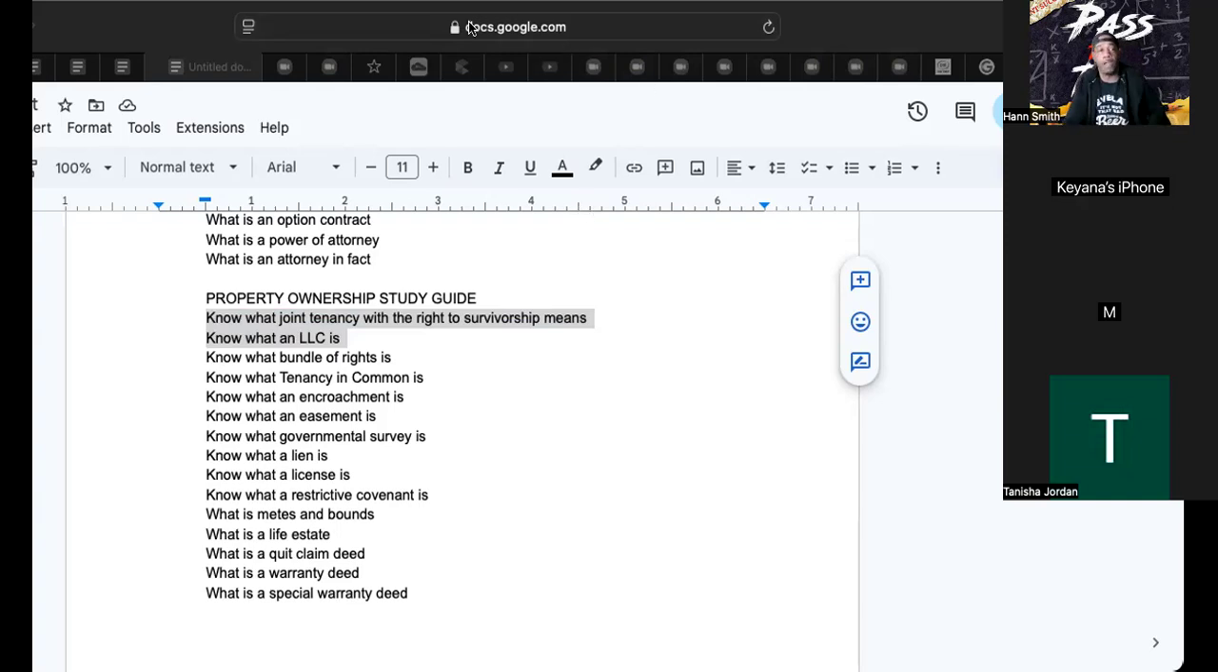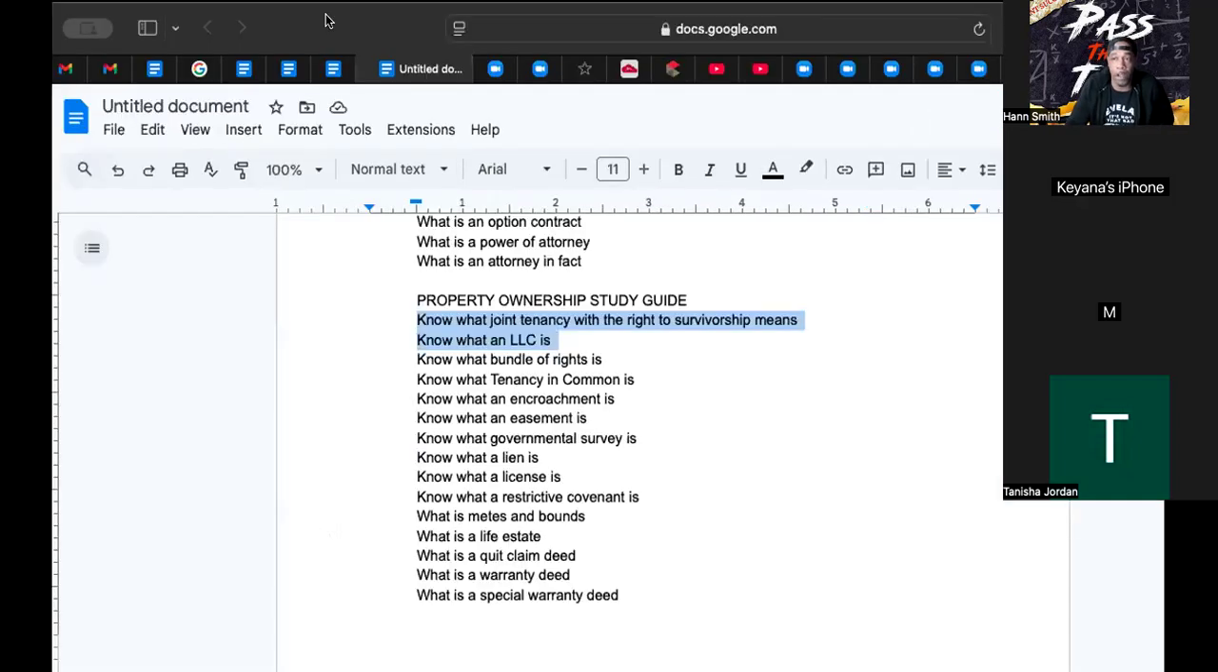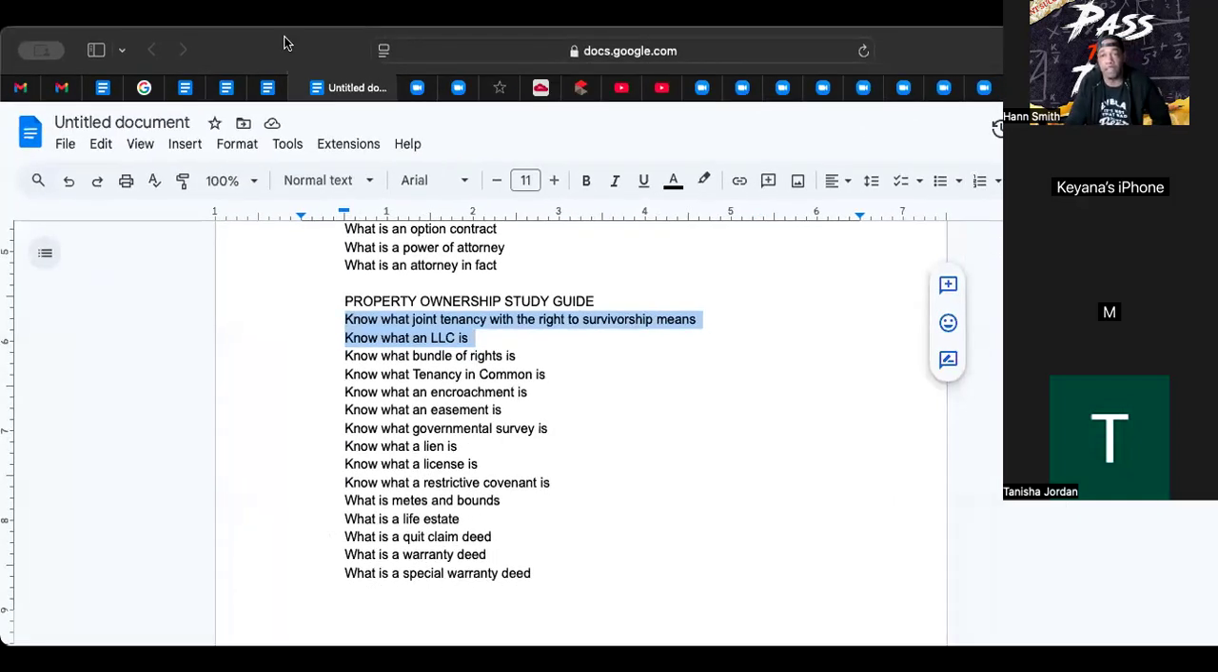So let me explain something too. The book says that property ownership is the first thing you should study, but I don't agree with that. I think for the test, it's important for you to know how to create a relationship and what your fiduciary duties are. And once you understand that, then what are the documents that you use to get you into that agency relationship? That's the way that I went over it. Plus, those are the two most important sections of the test.